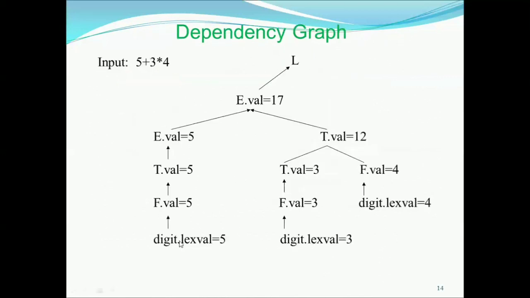You can just observe that this shows which will get executed first. So we should give the numbers for this. Digit dot lexval will get executed first, and then F dot value will get executed. Now this you will get from the lexical analyzer directly. Once you get the value from the lexical analyzer, that will be passed to the F dot value, in turn it will be passed to the T dot value, in turn it will be passed to the E dot value.